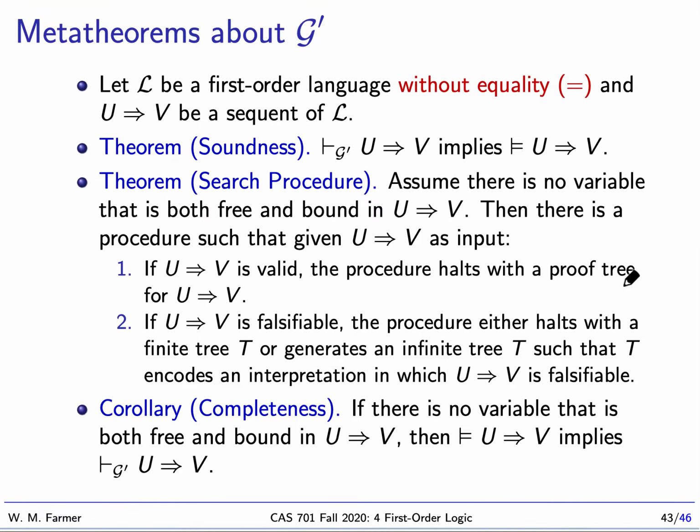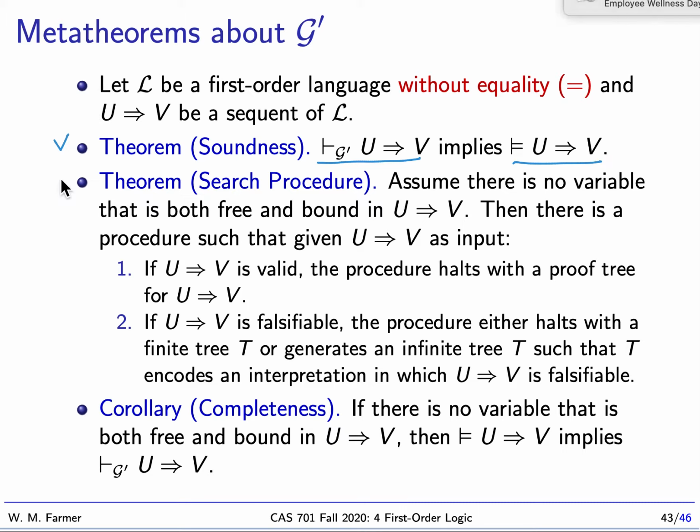So here are the metatheorems. Now these metatheorems are true when we don't have equality. The problem with equality is that according to our assumption, equality has to be interpreted by congruence. There's no mention of congruence. So these theorems are true when we don't have the equality symbol. We could represent equality with another symbol, and these theorems would still hold. So we have soundness. If we can prove a sequent, that means the sequent is valid. If we can prove it, then we know it's valid.